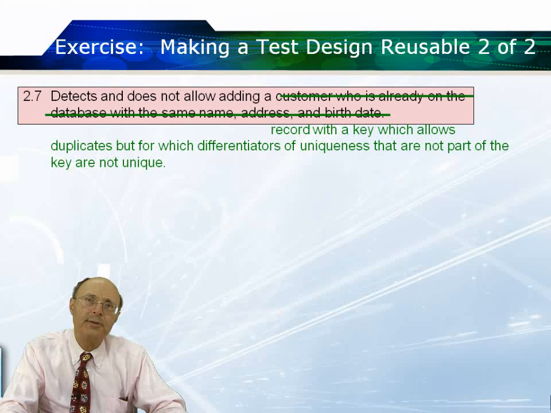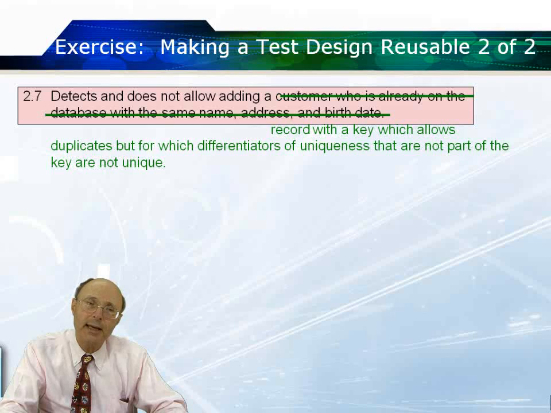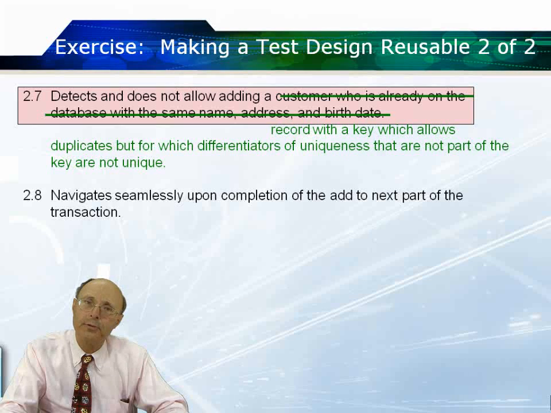And we can also say that it detects and does not allow adding a record with a key which allows duplicates, but for which there are differentiators of uniqueness that are not part of the key. So, if the differentiators are in the key, that's one thing. If the differentiators are not in the key, like birth date and so forth, then they need to be identified so that those rules can be applied.